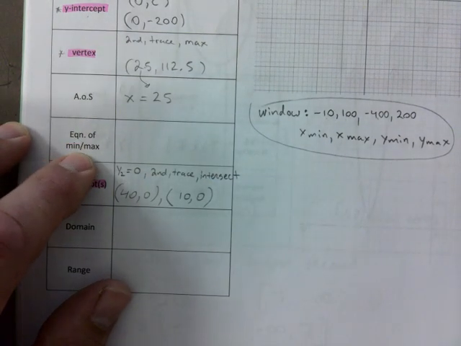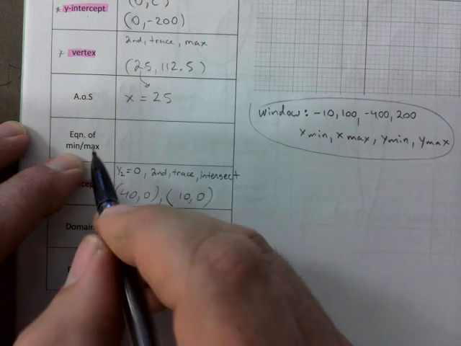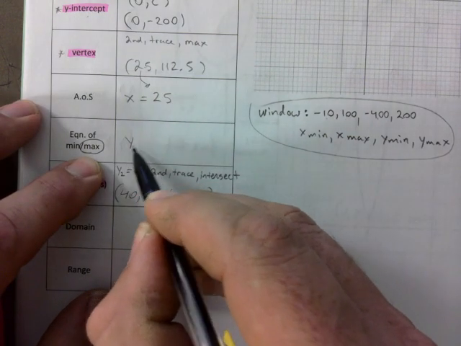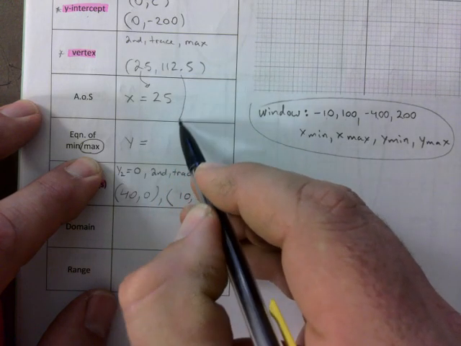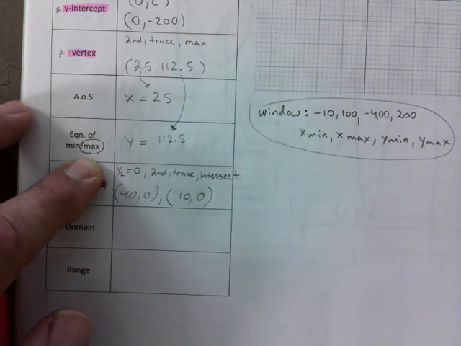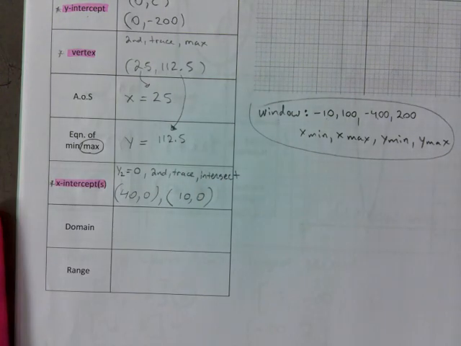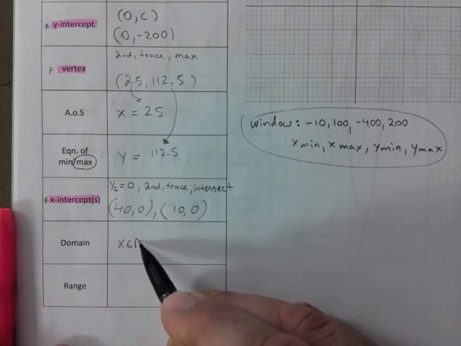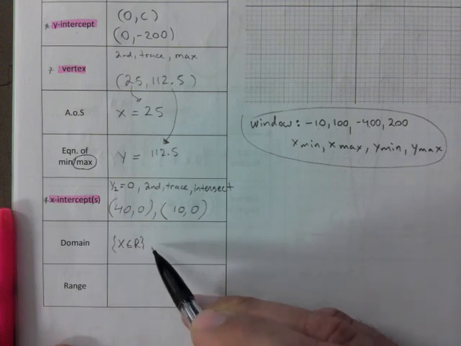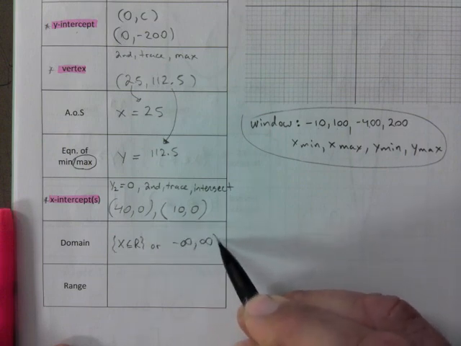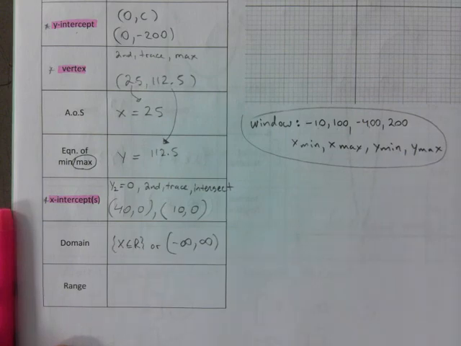And the equation of either the min or the max, there's only one. We have in this case a max. And that'll be y equals 112.5. Okay. And then the domain, you close your eyes and you just do, right, x belongs to all real numbers, or negative infinity to positive infinity, bracket, bracket.